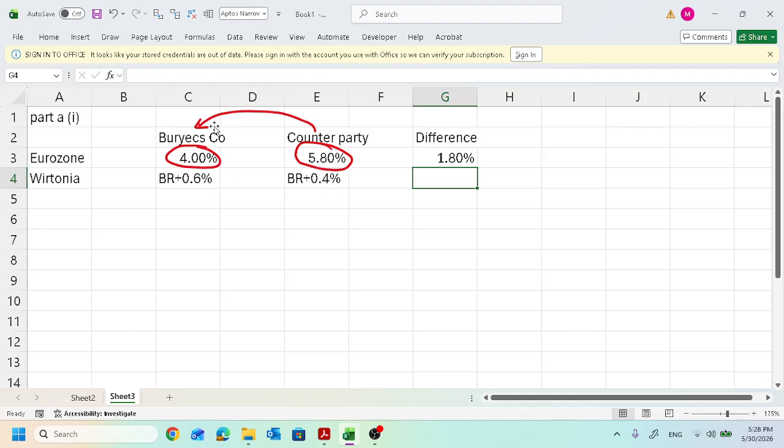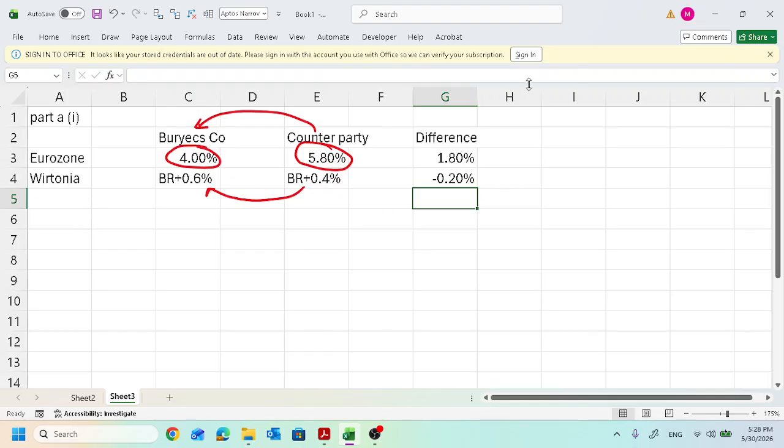So if we have calculated in this order, E column to C column, the next one you also calculate in the same order. Here you have BR plus 0.4, here you have BR plus 0.6. So when you minus like this, you are going to get minus 0.2%. Why? BR, the bank rate, will be cancelled anyway. Here you have 0.4, here you have 0.6. 0.4 minus 0.6 is minus 0.2.